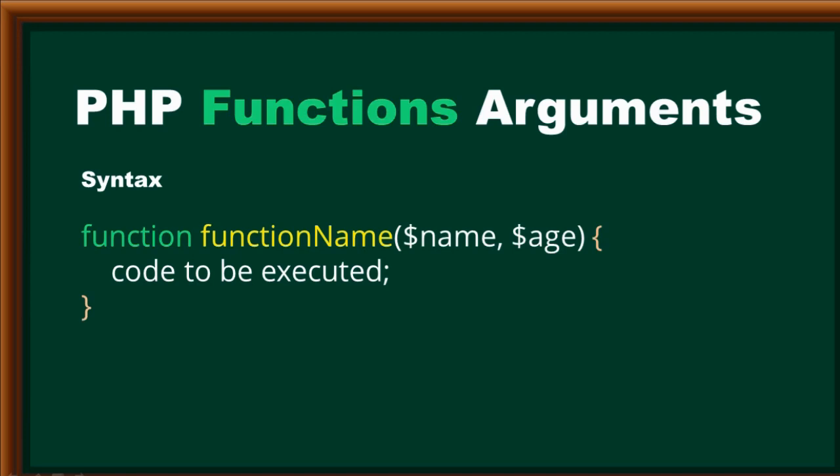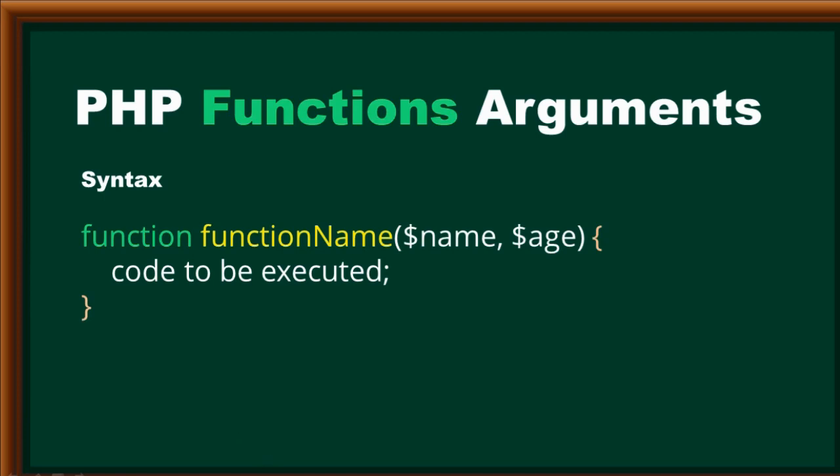In the example syntax here, I've got the function keyword, followed by the function name, and inside the parentheses is where you specify the arguments, which are information that the function will use to perform its duties. You can have as many arguments inside the parentheses. You just need to separate each argument by a comma. And then you have the code block here to be executed.